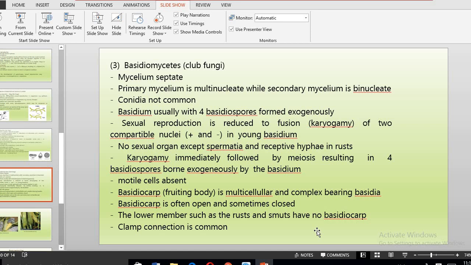Lower members in the Basidiomycetes, like the rusts and smuts, have no basidiocarp, and you'll find that clamp connection is very common in this group of fungi we are referring to as the Basidiomycetes. We want to look at an image that will help us understand what a rust is and what a smut is, because we have said that these are lower members in this category.